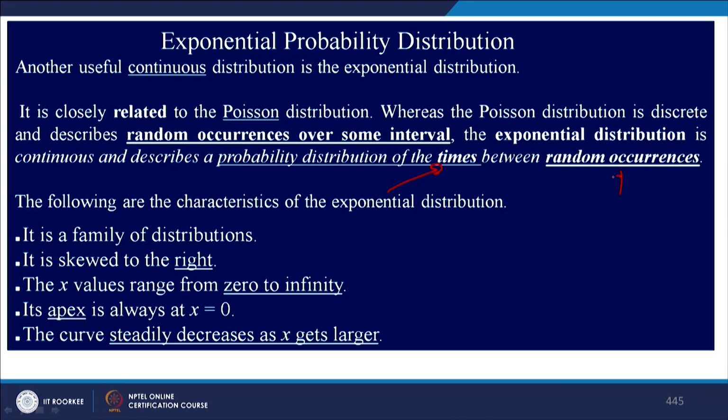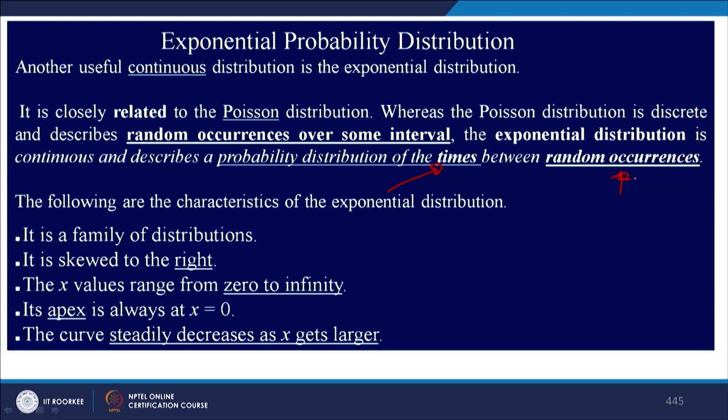What we have seen in Poisson distribution? In Poisson distribution, we calculated the probability of happening of an event within a given interval of time, but here it is just the converse. Here what we try to do is find out the probability distribution of the times between random occurrences. So, it has a close relationship with Poisson distribution, and we can describe the exponential distribution with several characteristics.